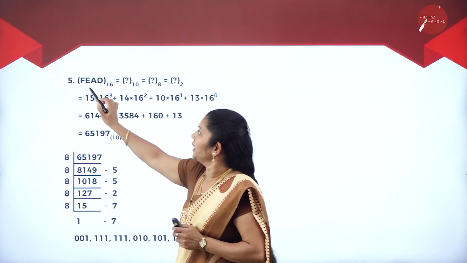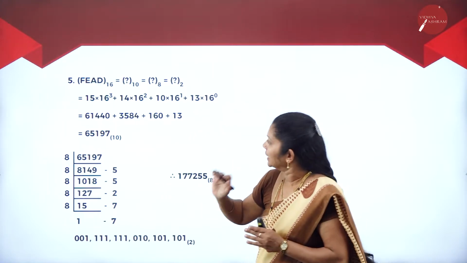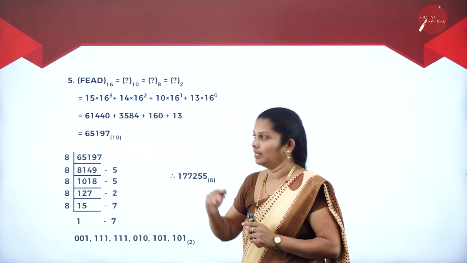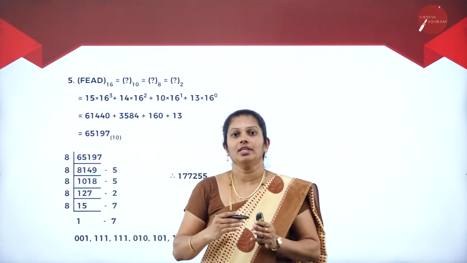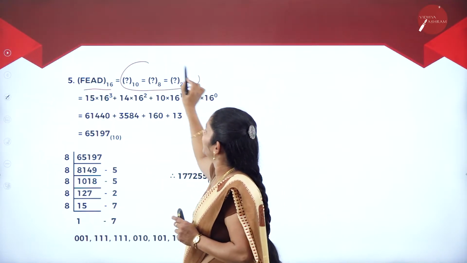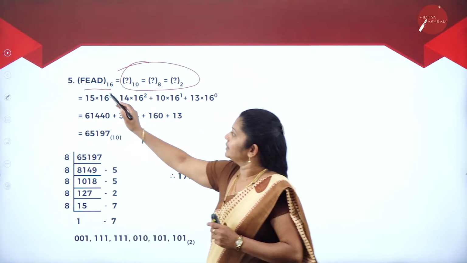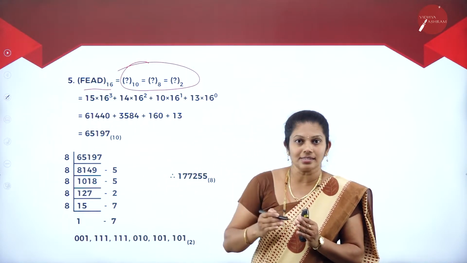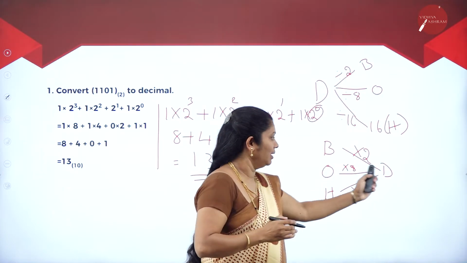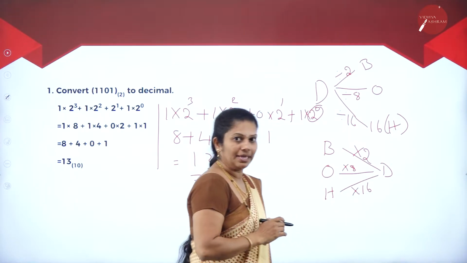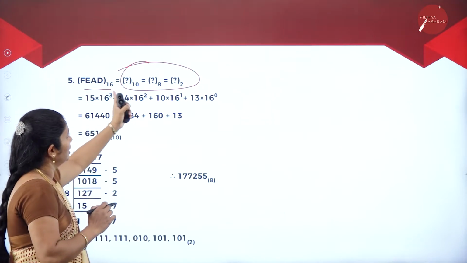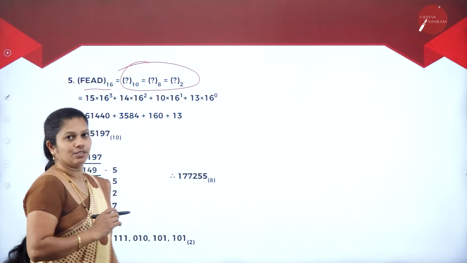Now consider FEAD, it is a hexadecimal number. How to convert this into decimal, octal as well as binary? This type of question in the annual exam, they will ask for 5 marks, because from one base to all the remaining bases you have to convert. Already you know how to convert a hexadecimal number to decimal, that is the multiplication process, multiplying by 16. But here we have to convert from hexadecimal to decimal as well as octal as well as binary.